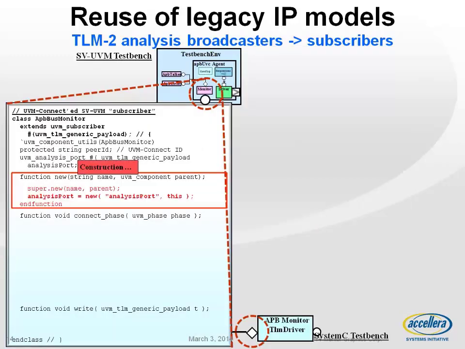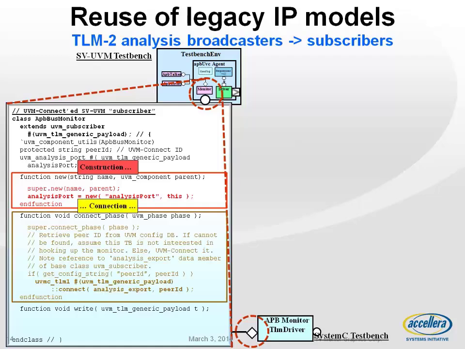So there's the construction where we create an analysis port on the UVM side. There's the connection. Again, I'm using UVM Connect. Notice I'm using UVMC TLM1. So UVM Connect supports both TLM1 and TLM2 connections. Analysis exports are actually part of its TLM1 connections, and then initiators and targets are part of the TLM2 connections. So that's where I'm doing my connect.